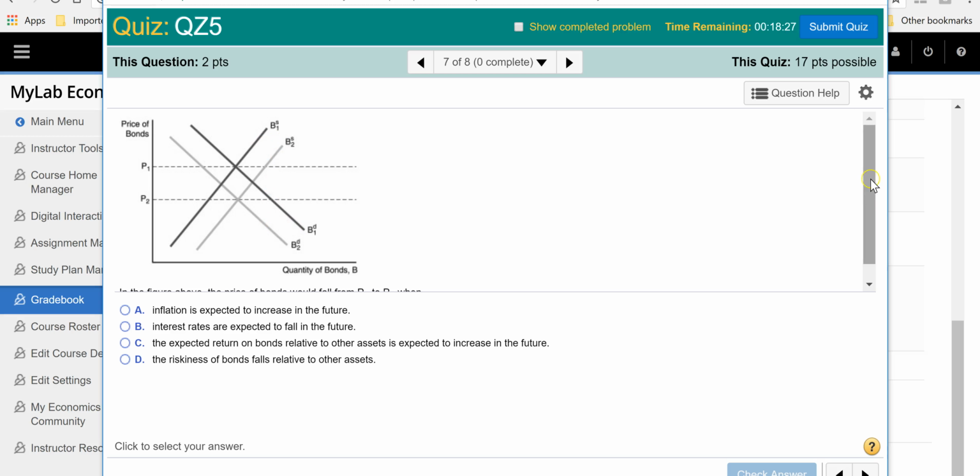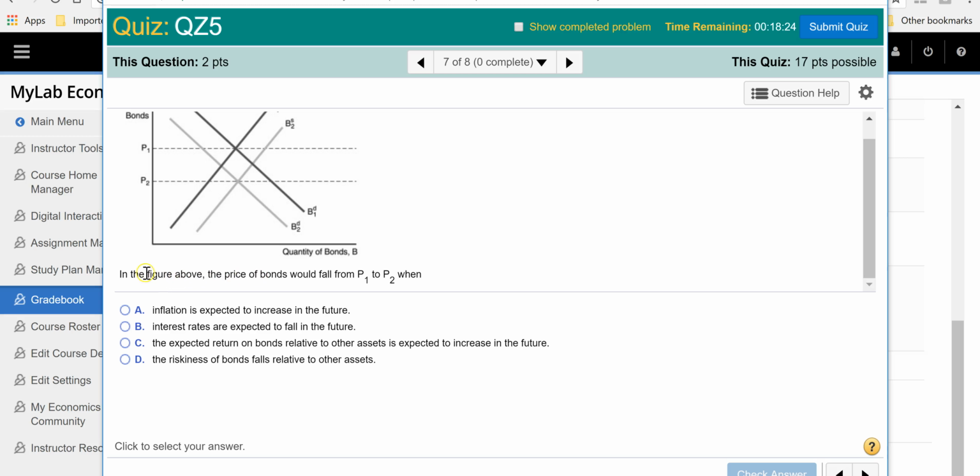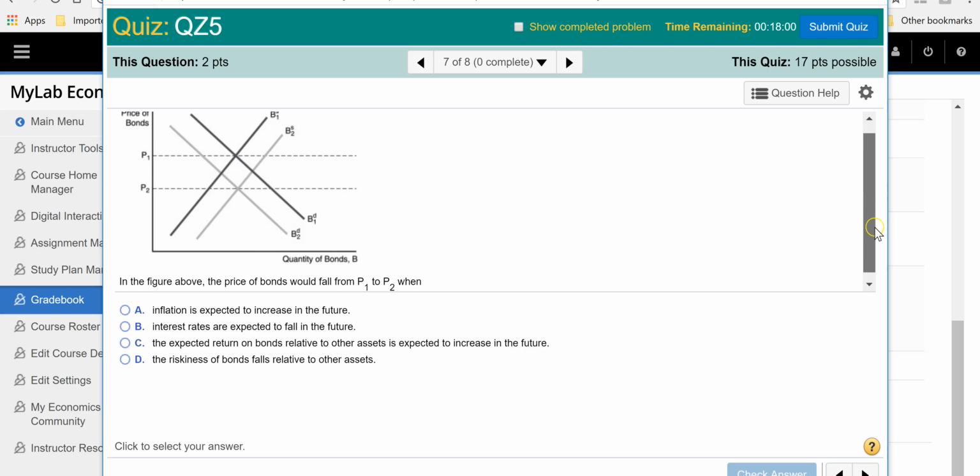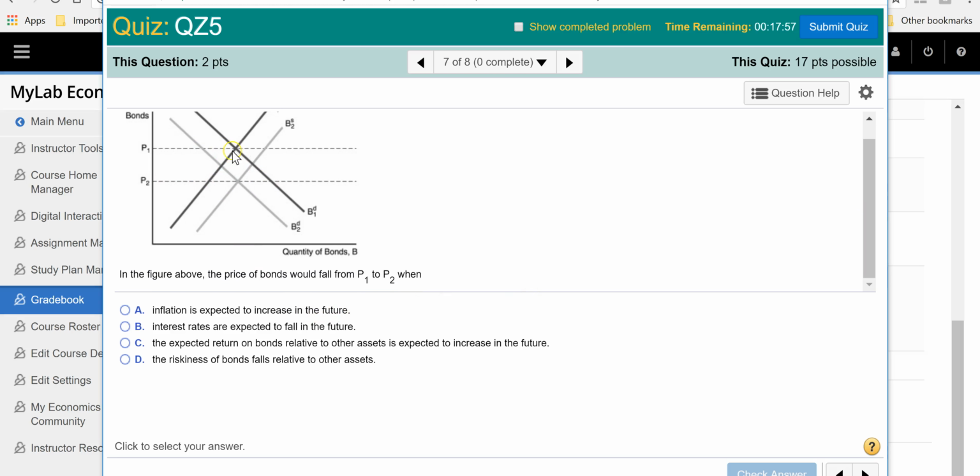and the demand curve actually shifts to the left. So the question asks you, in the figure above, the price of bonds would fall from P1 to P2, because this is the intersection of the old demand and the supply curve, that's P1, and this is the intersection of the new supply and the demand curve, and that's P2. So the question asks which mechanism can make this happen, shifting the equilibrium bond price from P1 to P2, basically. So A, inflation is expected to increase in the future.